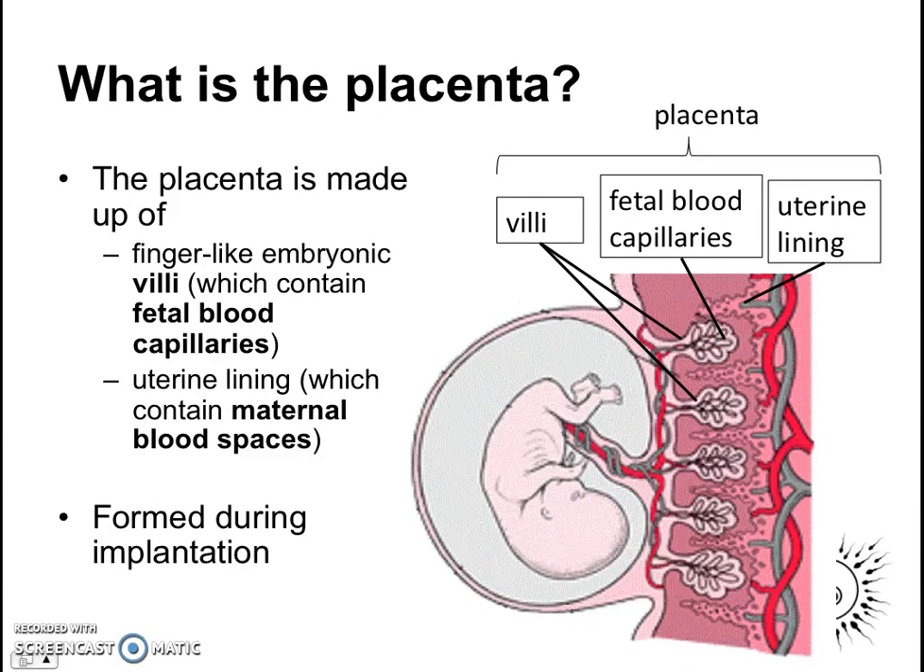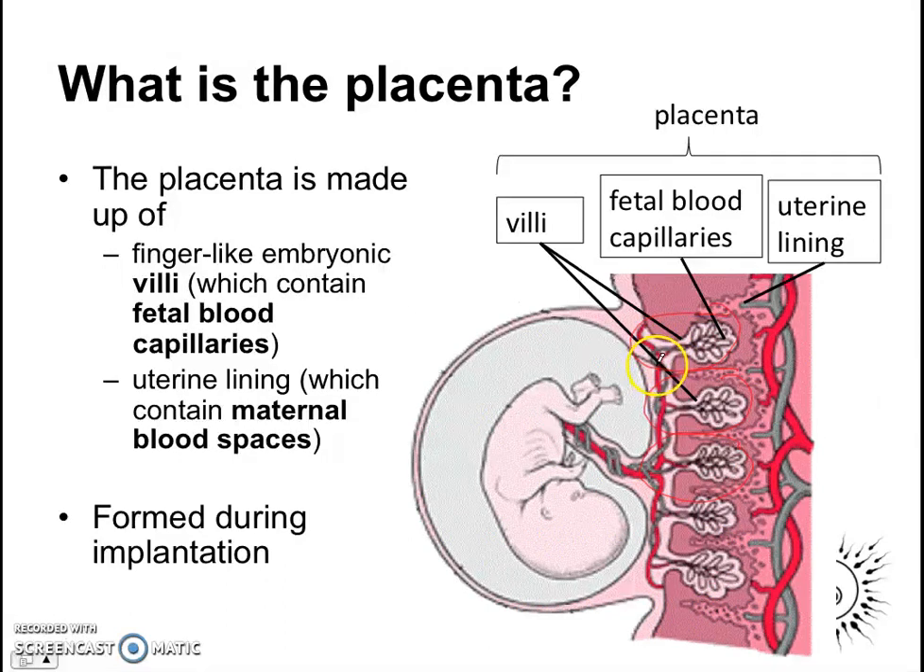Now remember that the placenta is an organ where substances are exchanged between the mother's blood system and the baby's blood system. Therefore, the placenta contains both the mother's tissue and also the baby's tissue. Okay, so the placenta, as we see in the diagram here, is made up of, firstly, finger-like embryonic villi. So where are the villi? They're over here. These finger-like embryonic villi contain fetal blood capillaries, so blood capillaries of the baby's blood system.